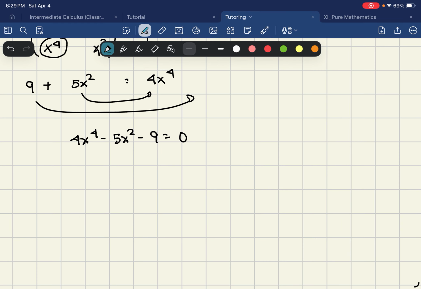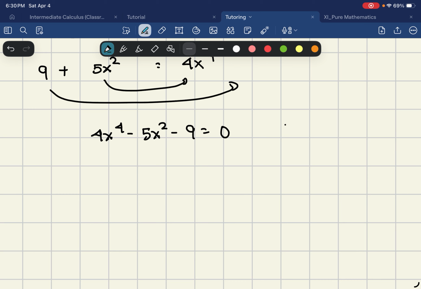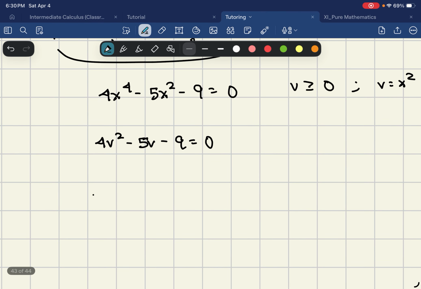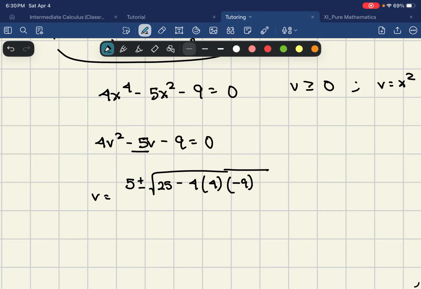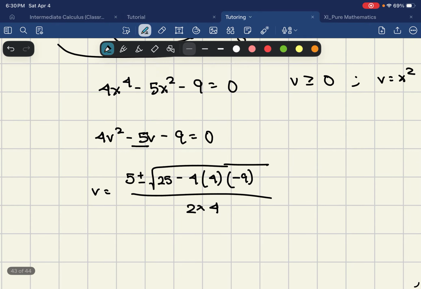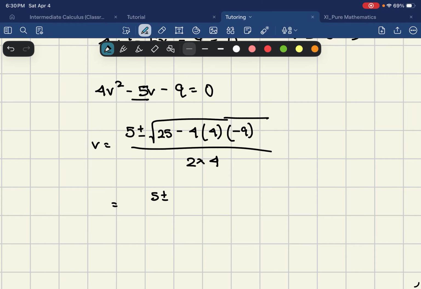All right. So you can solve this using v greater than or equal to 0, where v is equal to x squared. So you have 4v squared minus 5v minus 9 is equal to 0. And therefore, v is going to be minus of minus 5, 5 plus or minus the square root of 25 minus 4 times a times c over 2 times 4. So you can sort of use the quadratic formula. I'm doing things a bit quicker because we've done this so many times.